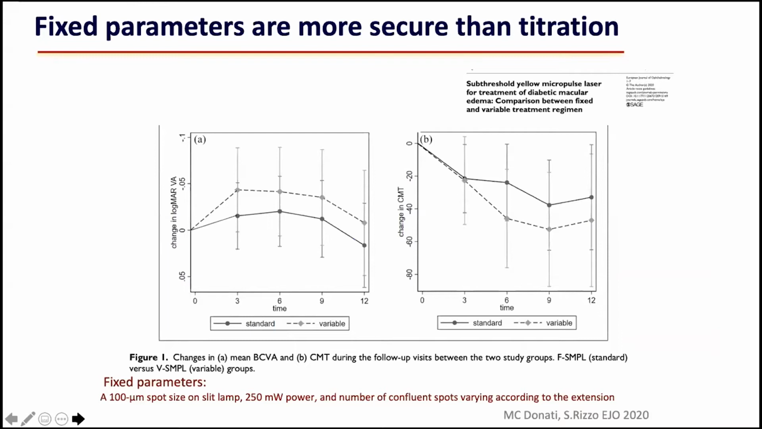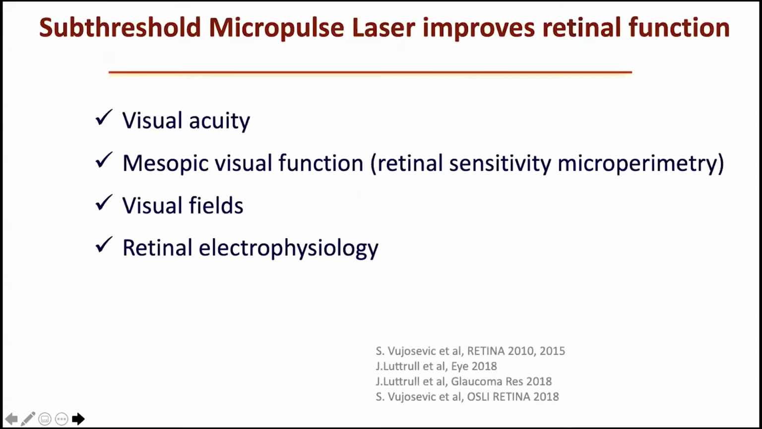So the fixed parameters have shown to be more secure than titrating parameters when we treat the patients with diabetic macular edema. If we think of the fixed parameters, you can see here, these were the 100 micron spot size on slit lamp, 250 milliwatt power, and the number of confluent spots varying according to the extension when using the 577 nanometer wavelength, so the yellow micropulse laser.